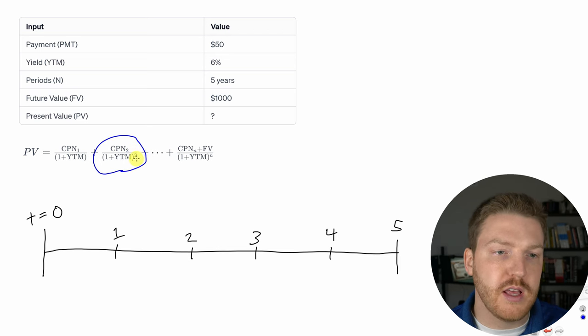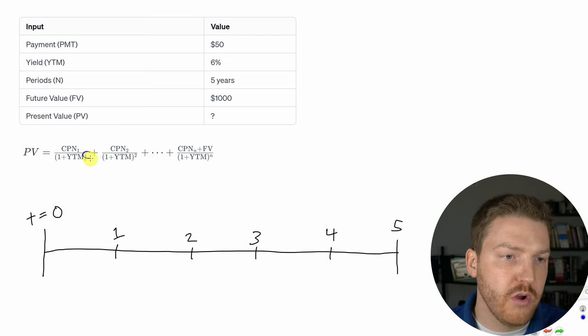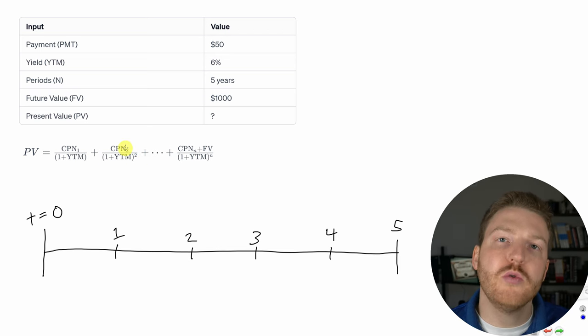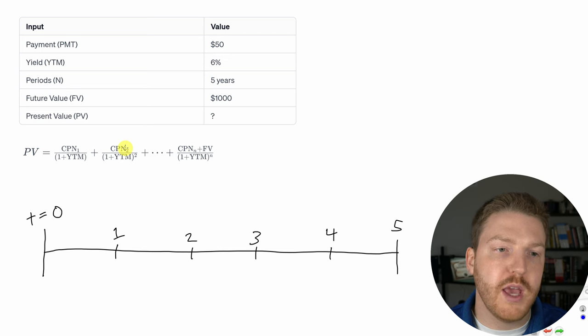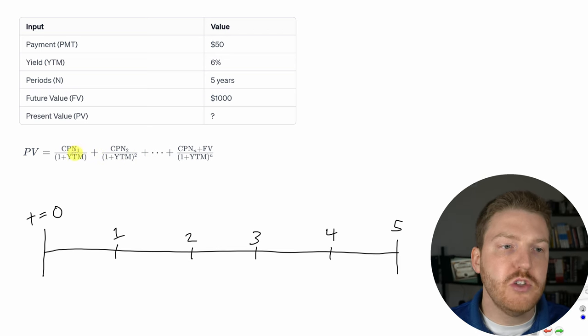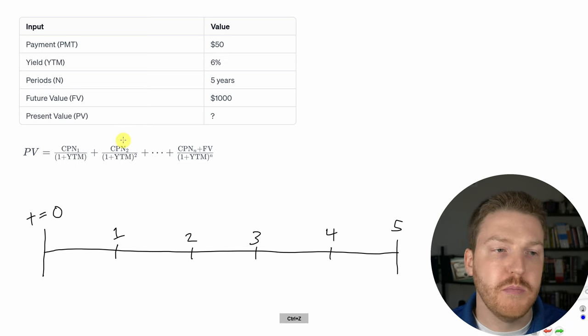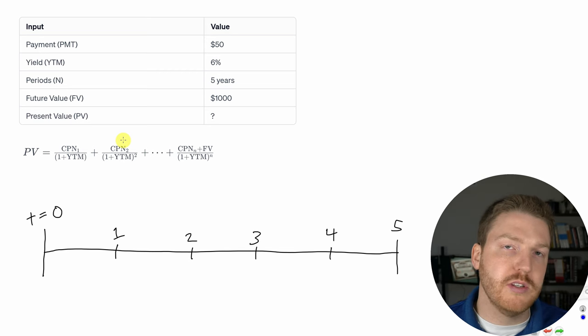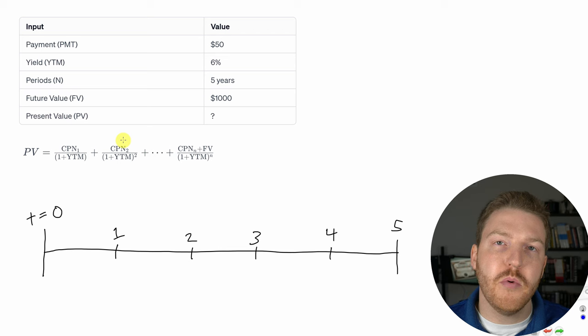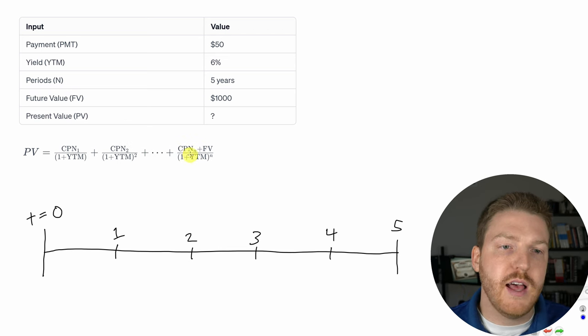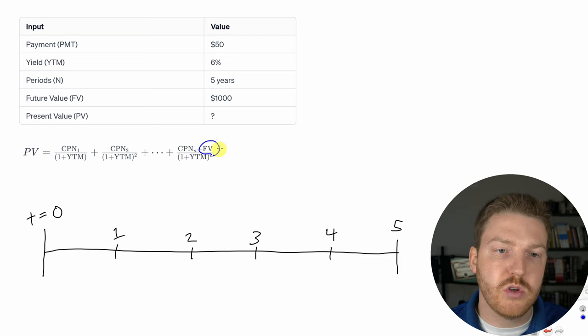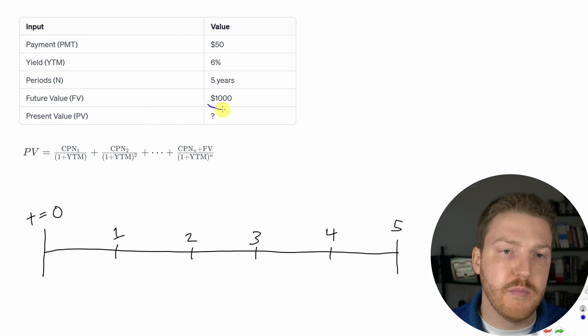So this exponent that you see here, this 2, is because this coupon is going to come further into the future, which means that we have to discount it by a larger amount to get it back into the present value. If the yield to maturity is positive, that means each of these coupons becomes less valuable as we move further out into the future, because I would rather have my money closer to today than further out in the future. Another important thing to keep in mind is that on the very last cash flow, we are going to receive our $50 coupon plus that future value, so the original $1,000 notional that I had borrowed.